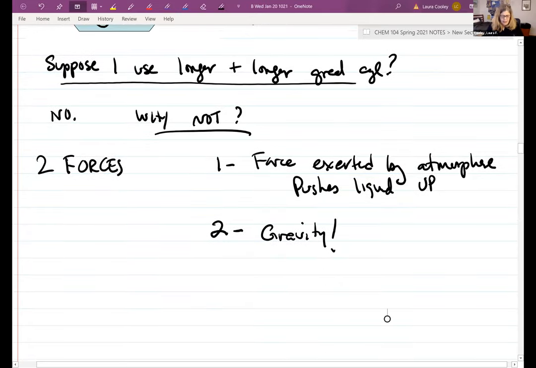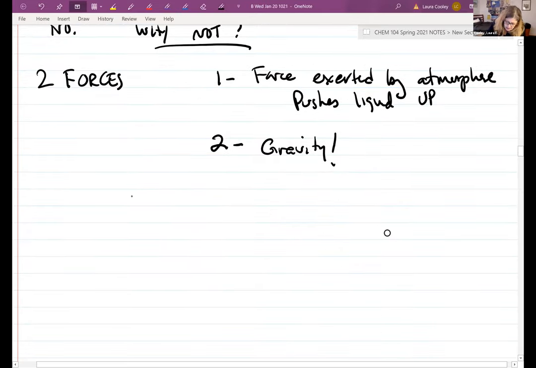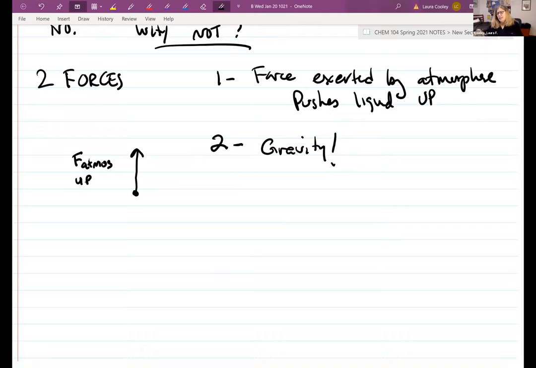Okay, so we actually have two forces here. Usually in physics you draw these as a diagram like this, but I'm just drawing this as an illustration. You have a force of the atmosphere that's pushing the liquid up, and that's constant. That just depends on whether you're at the top of Mount Everest or in Rhode Island. It just depends on the density of air or whatever.